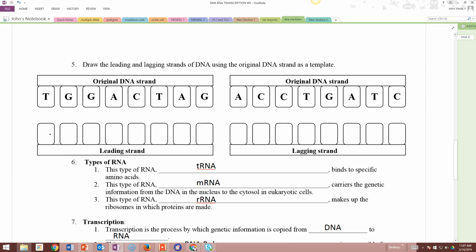Now, when we do DNA replication, we use T's. When we do transcription, we use U's. So this is still talking about DNA replication. So we're still going to have, across from the A's, T's.